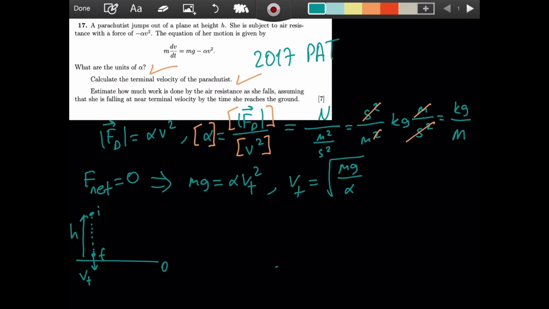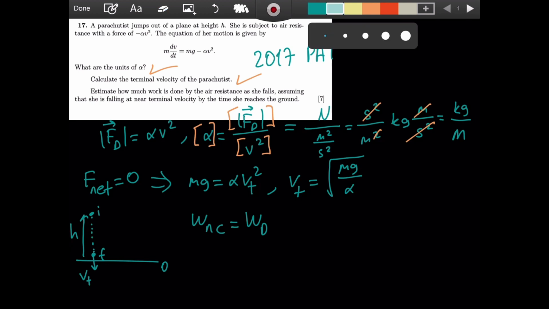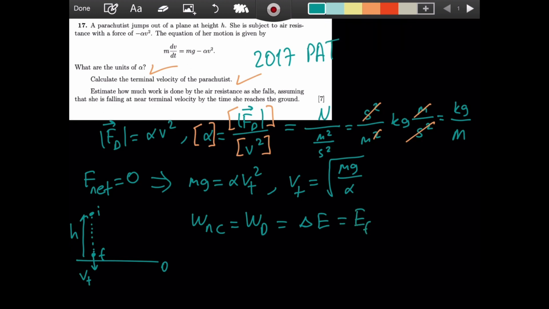So I will say that the work done by non-conservative forces is equal to the work done by the drag force, because drag force is the only non-conservative force in this problem. The gravitational pull is a conservative force. And this is going to be equal to the change in the energy. The change in the energy is equal to the final energy minus the initial energy.